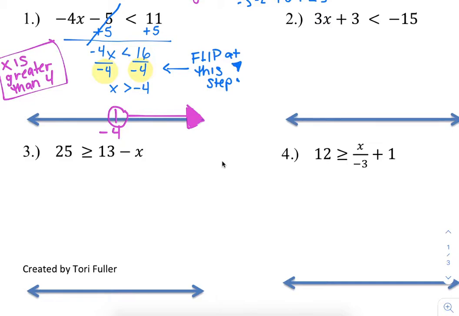So I've done the first 2 steps. I wrote in the box what that symbol means. If I was to read that out loud, it would say x is greater than 4. Ooh, sorry, that's a -4. That's my bad. Make sure -4.